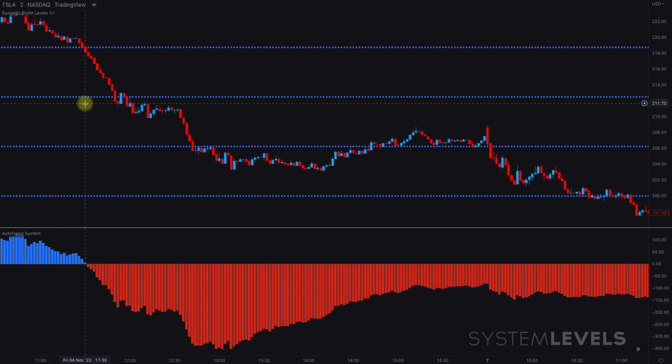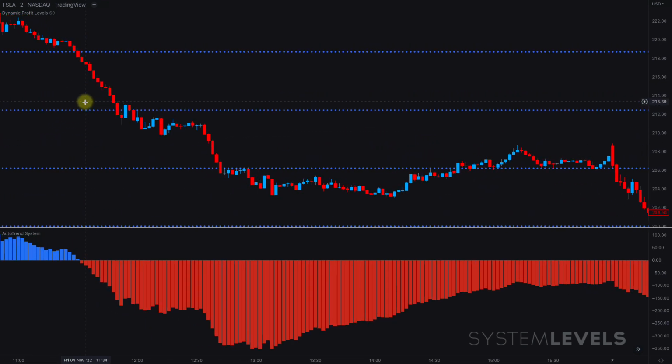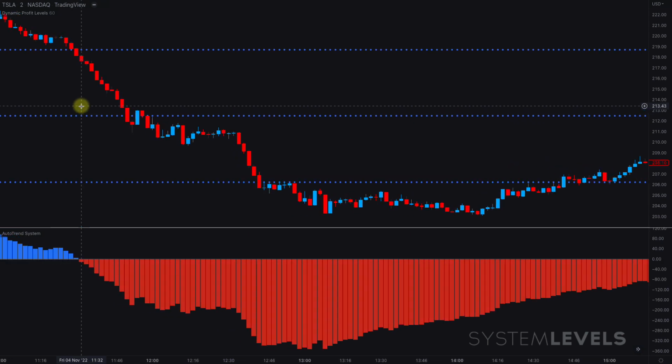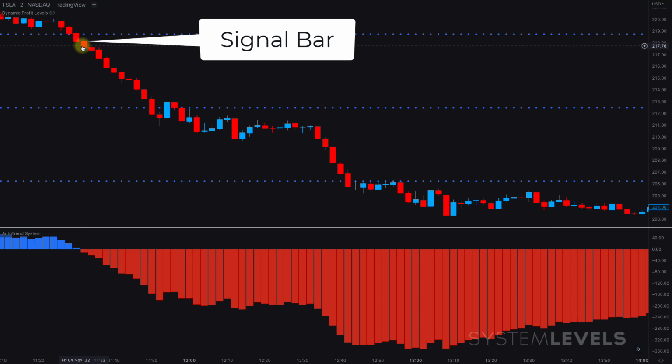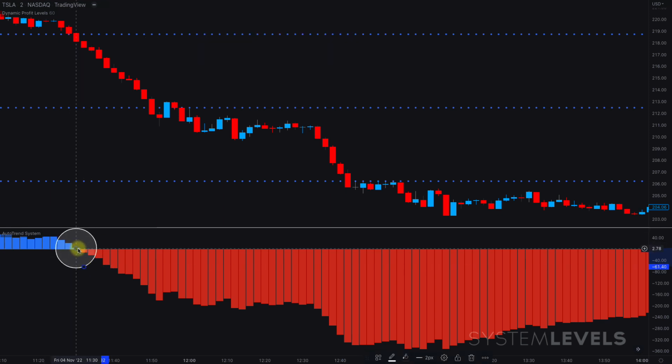So what we had was a short alert from the AutoTrend system here. You can see this is the bar. This is the bar right here that created the trend change. You can see this trend here, right here. That's the ATS telling us that it is detecting a new strong trend to the downside, right? And this is the candle that created that trend change right here.